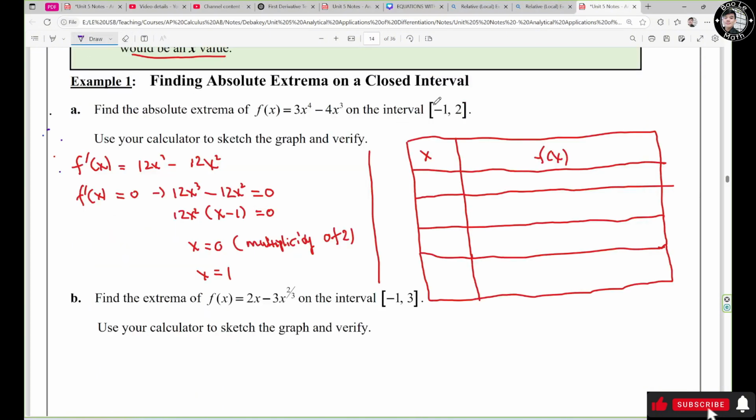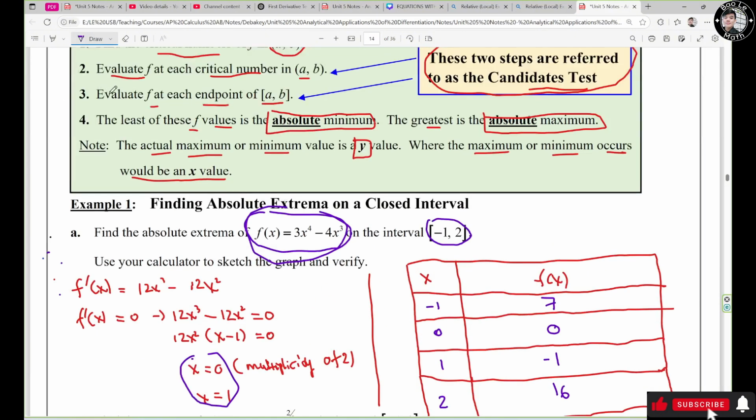Alright, now you need to place the values of this interval on the table. So it can be -1 and 2, then the critical numbers right here, 0 and 1. Alright, f of -1, substitute -1 for x into this function right here. It turns out to be 7. Substitute 0 for x back into this function, it's going to be 0. Substitute 1, it turns out to be -1. And substitute 2, it turns out to be 16.